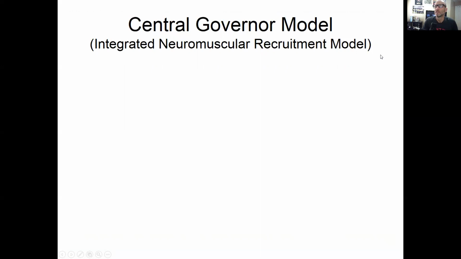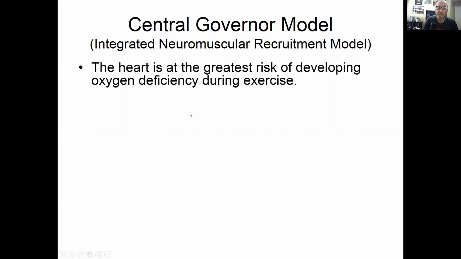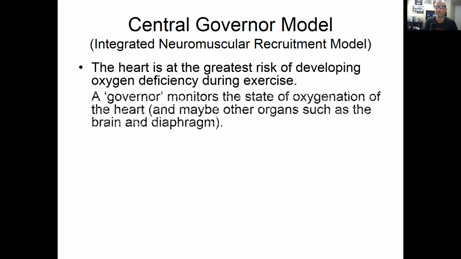So what Noakes introduces is a new model. And this is one thing that he's very well known for. So you're going to want to be familiar with this phrase, central governor model. He also refers to it as an integrated neuromuscular recruitment model. Either way is fine, but word on the street, central governor model is really the important model that Noakes introduces. What he stipulates is that the heart is at the greatest risk of developing oxygen deficiency during exercise. Okay, you don't want heart muscle to be deficient of oxygen.